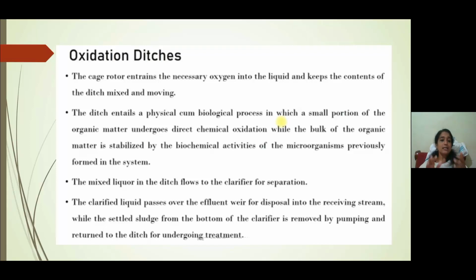It will enhance the physical and biological process in which a small portion of the organic matter undergoes direct chemical oxidation, while the bulk of the organic matter is stabilized by biochemical activities of the microorganisms present in the system. Then the mixed liquor in the ditch flows to the clarifier for separation. The clarified liquid passes over the effluent weir for disposal into the receiving stream, while the settled sludge from the bottom of the clarifier is removed by pumping and returned to the ditch for undergoing treatment, because it is the same as the activated sludge process.